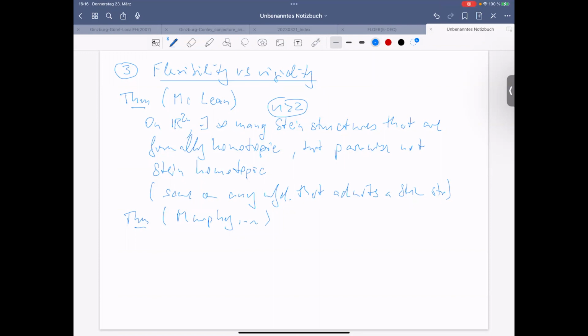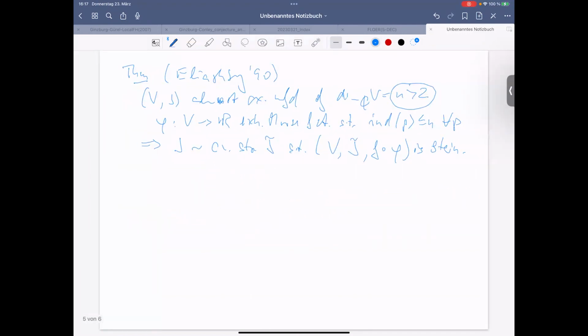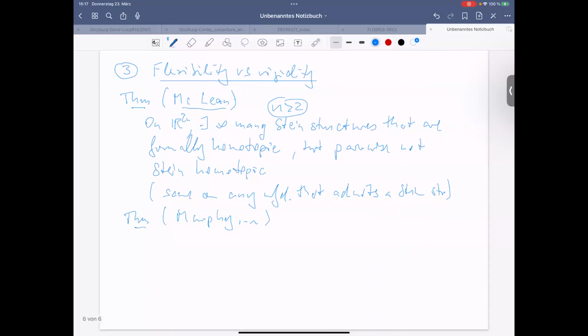Indeed, this assumption n bigger than 2 is essential, both in MacLean's theorem, and I also had the same assumption in Yasha's theorem, n bigger than 2. Yasha's theorem also fails for n equals 2. There are 4-manifolds like S2 times R2 or something like that, that satisfy the formal requirement, but they do not admit a Stein structure.